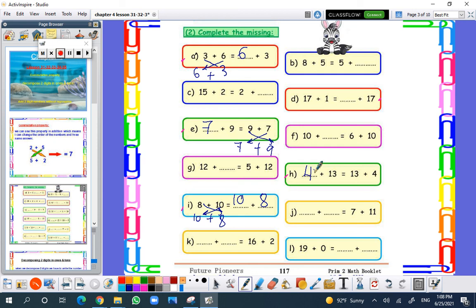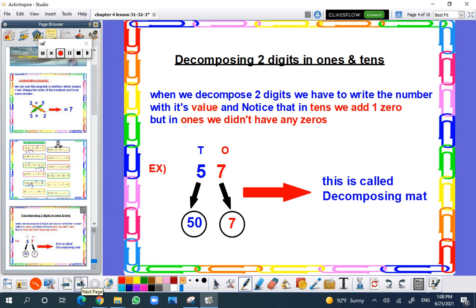So guys, do all of you understand the meaning of the commutative property? Commutative means I can change the order of the numbers or change the order of the addends and give me the same answer. Let's go to another lesson, which is decomposing two digits in ones and tens. Decomposing two digits in ones and tens.